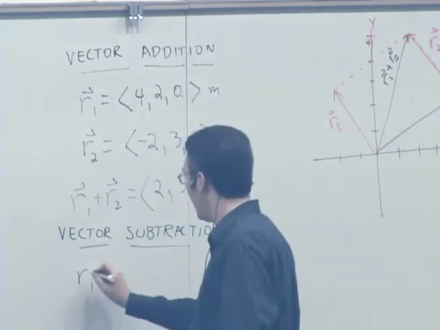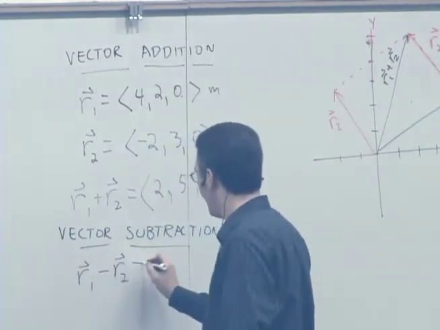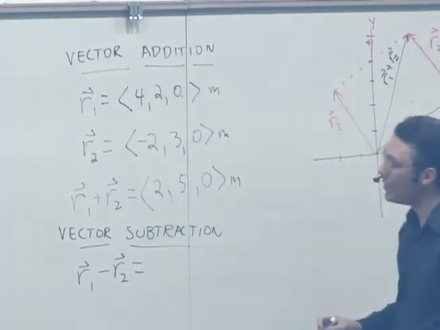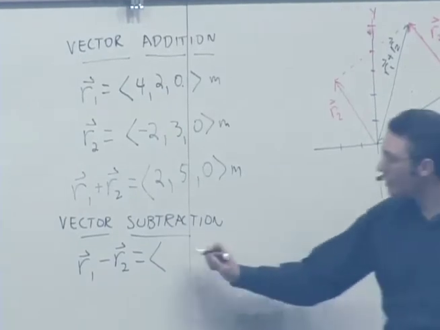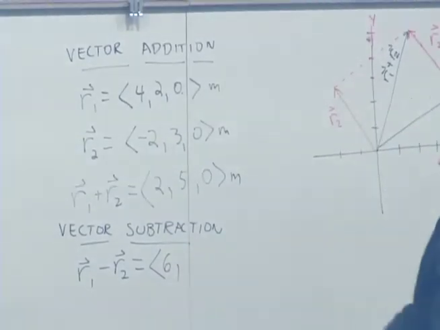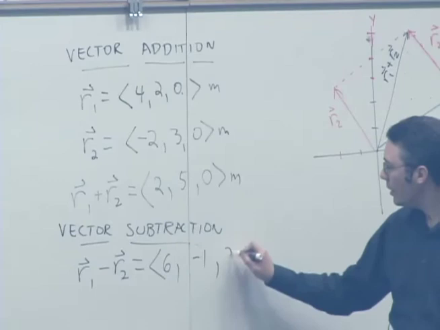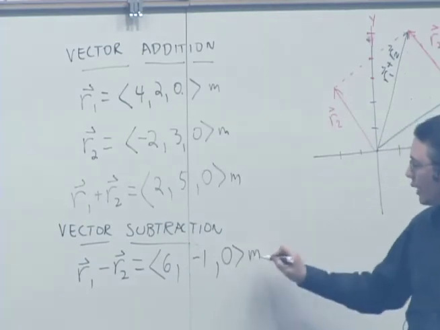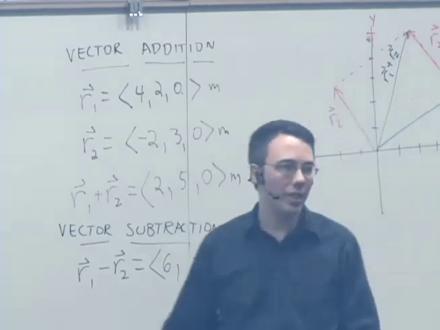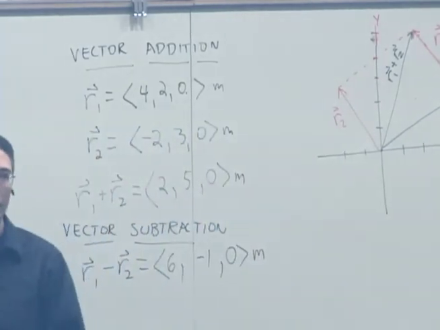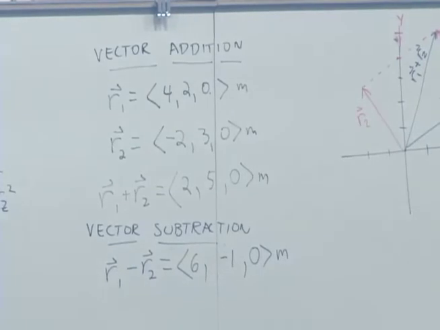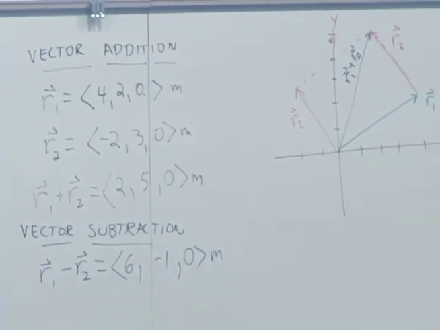If I say R1 minus R2, I just subtract components, right? So that's going to give me 4 minus 2 is 2, 2 minus 3 is negative 1, and 0 minus 0 is 0. Okay. What's the physical or geometric interpretation of vector subtraction? Where have you seen that before? Okay, a delta, right? A change or a displacement or a difference from one position to another.